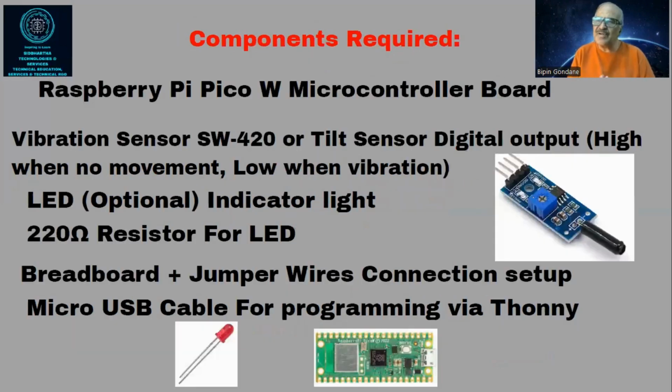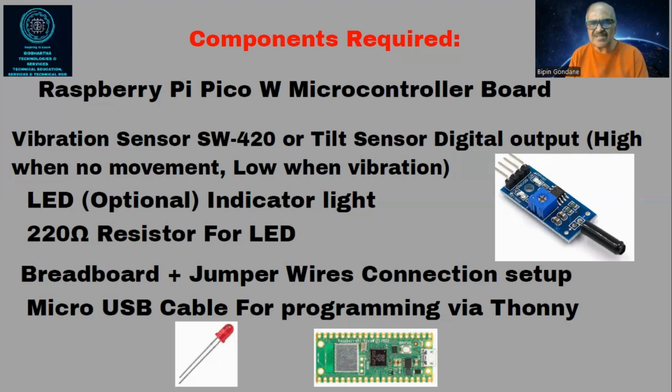The components we have used here are very simple. We used a Raspberry Pi Pico W board and one vibration sensor. It can be a tilt sensor or a vibration sensor; you have different modules available, and you can use any of them. The only thing we require is that the output should be high and low. We have used an LED for indication purposes, and a 220 ohm resistor in series with the LED, a breadboard, jumper wires, and a micro USB cable for connecting your board.